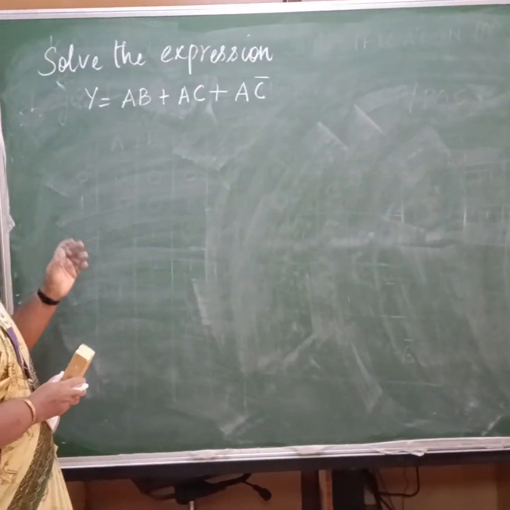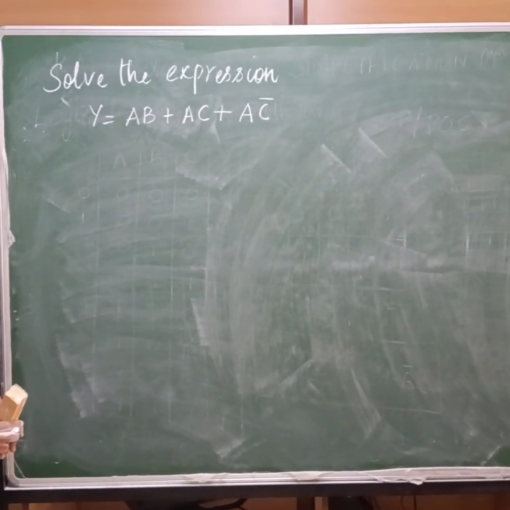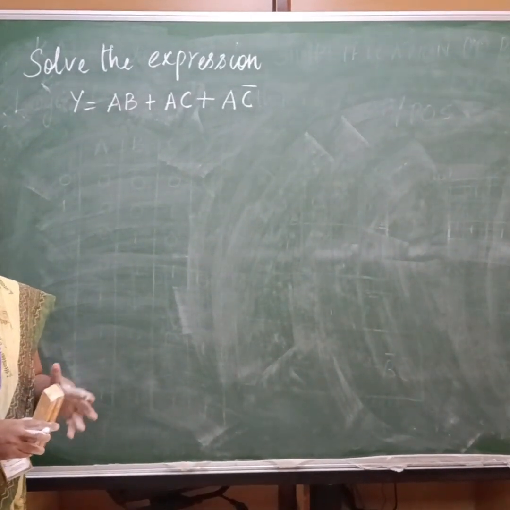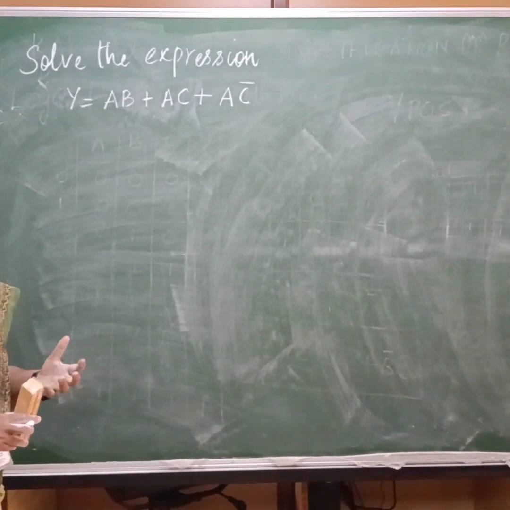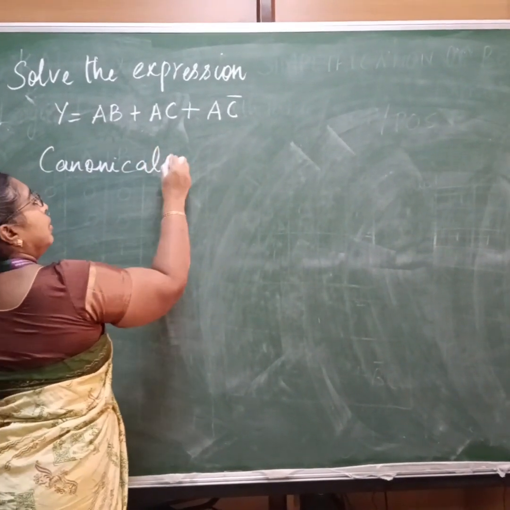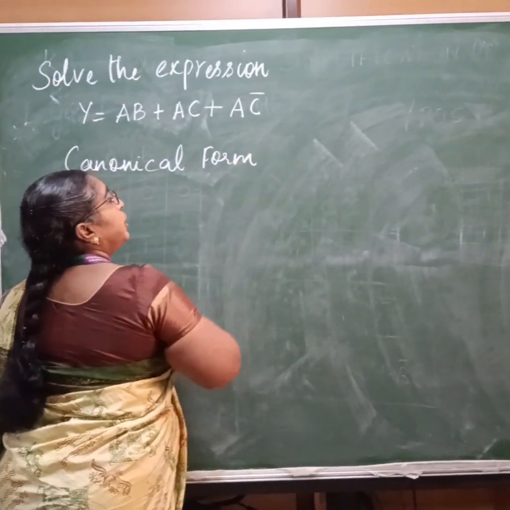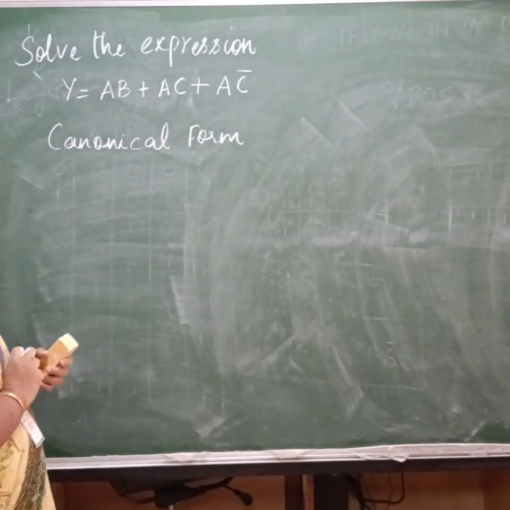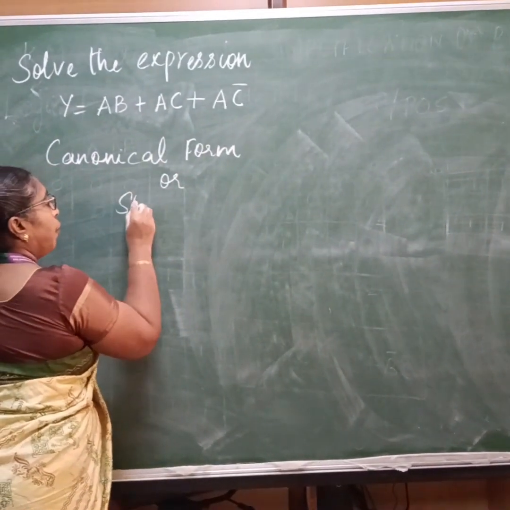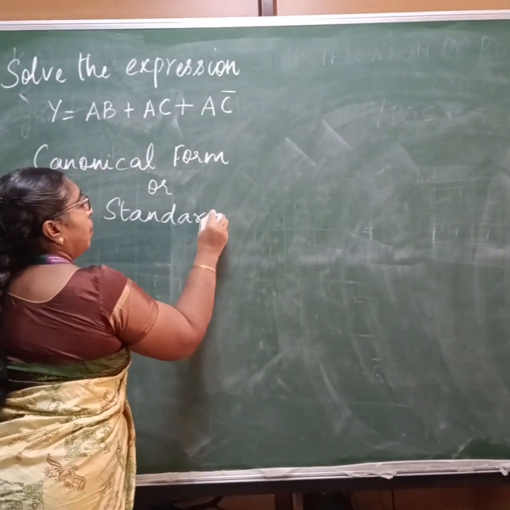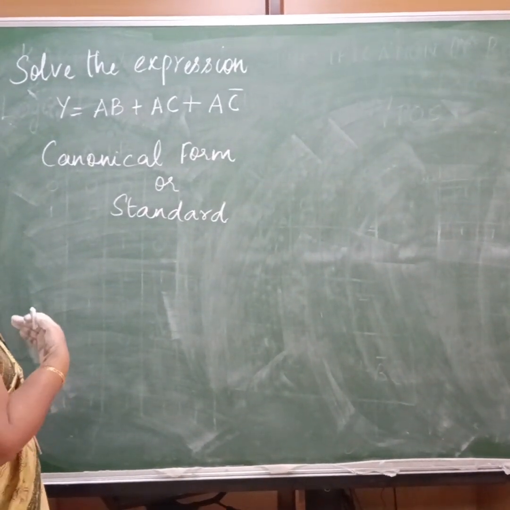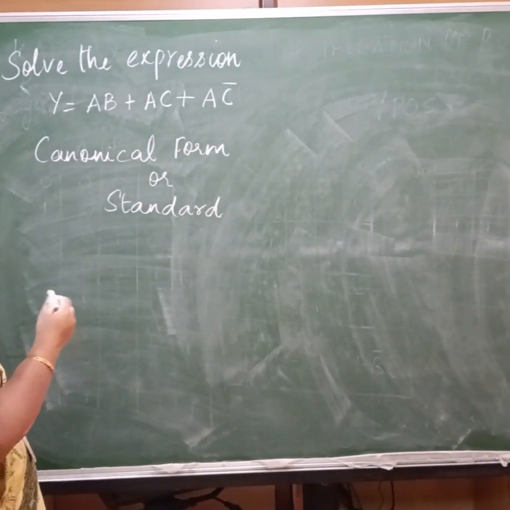Let us solve a problem having the expression y equals AB plus AC plus AC bar. In applying your K-map, the expression should have all the variables. That is what we call the canonical form or the standard form. Each term in an expression should contain all the variables; only then can it be represented in your K-map. So when a problem is given like this, we first have to convert it into a standard form, and then only can you implement it using a K-map.